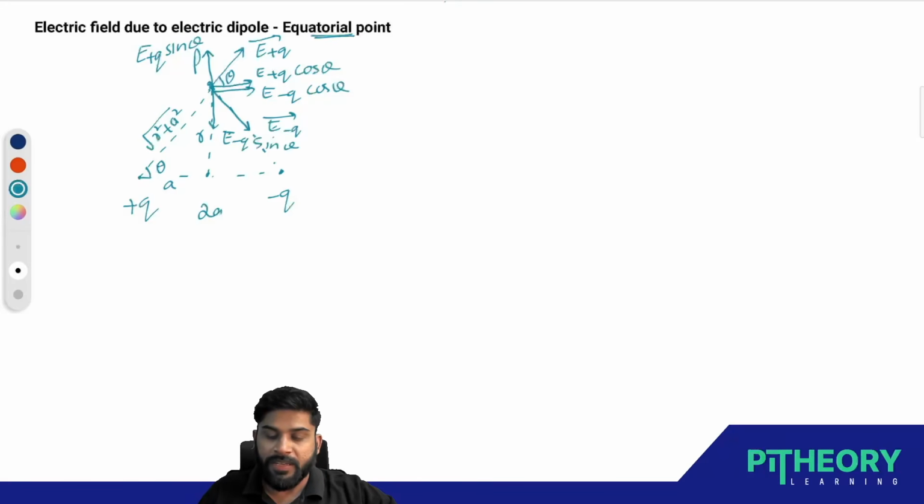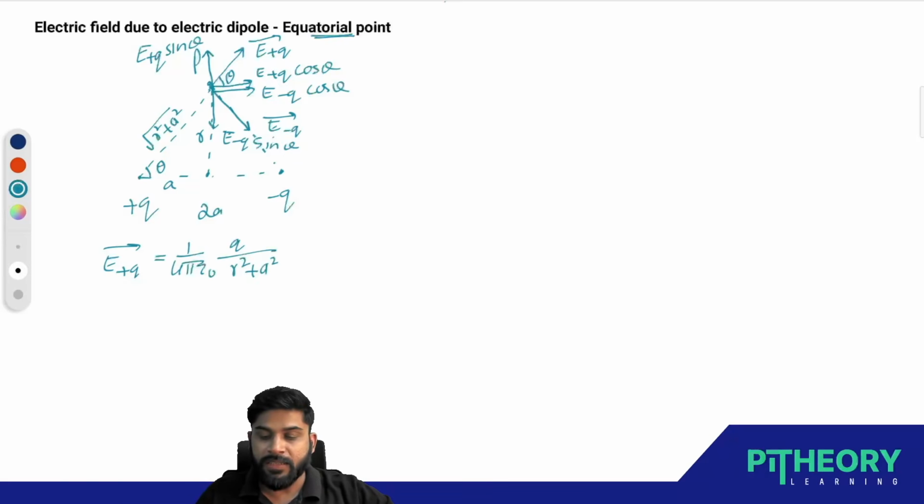So what will happen basically? Here, if you write these two magnitudes, E plus q, what will that be equal to? 1 by 4 pi epsilon 0, q divided by the distance here, which is root over r square plus a square. So that squared you have to write in the denominator here: r square plus a square. In what direction is this? This is away from plus q.